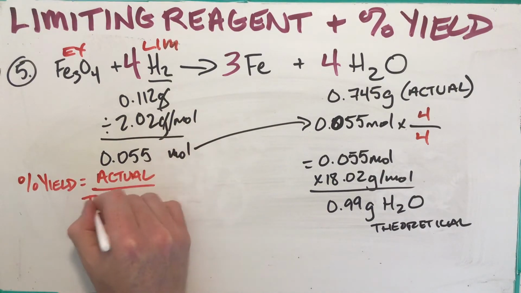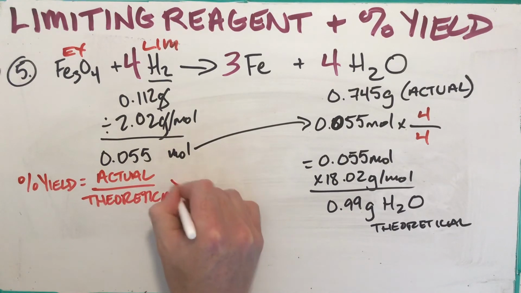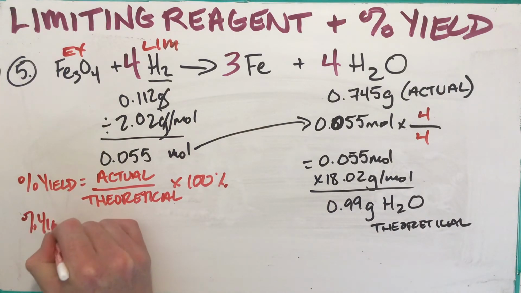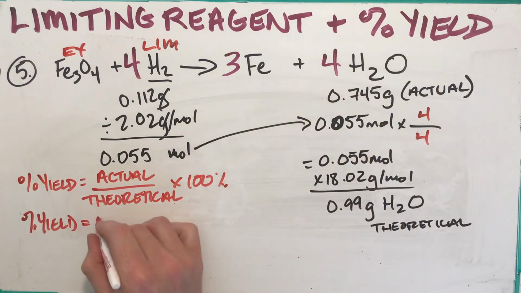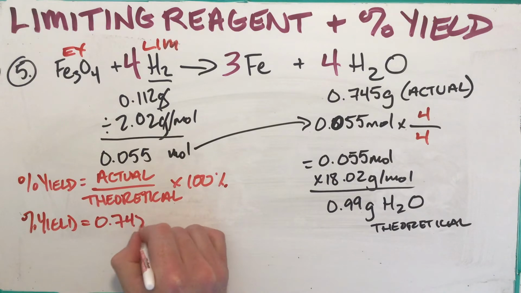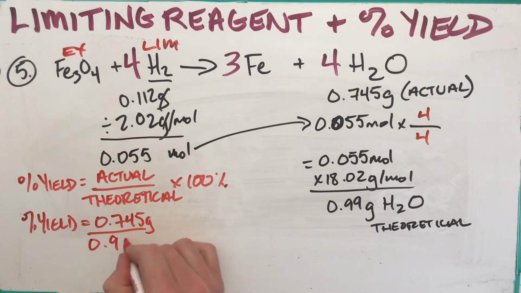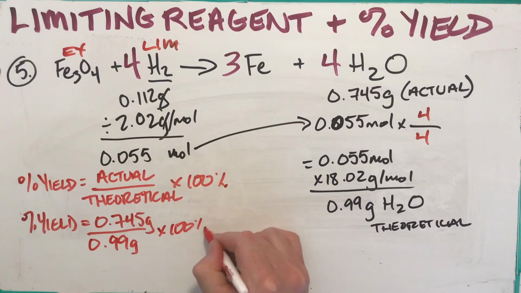So actual over theoretical times 100%. My percent yield is equal to my actual 0.745 grams, my theoretical 0.99 grams, times 100%.